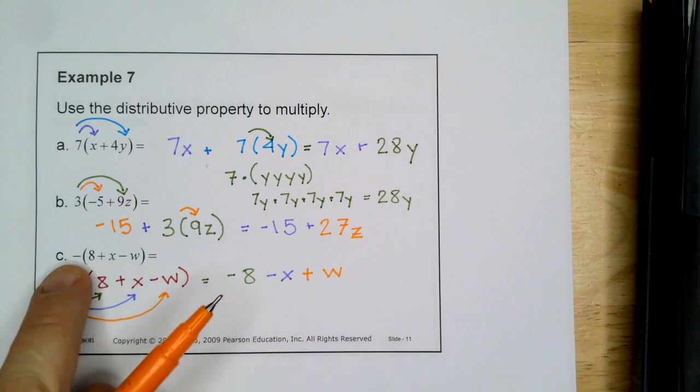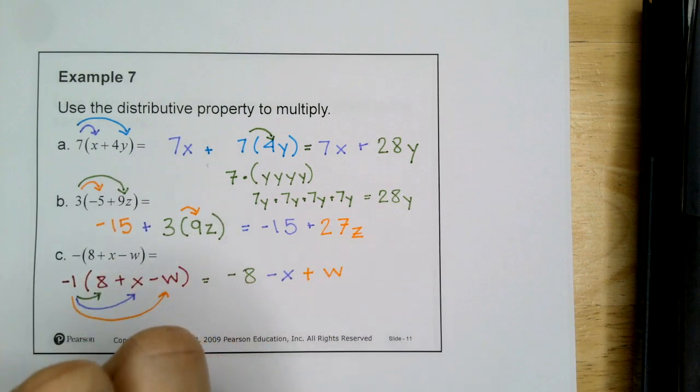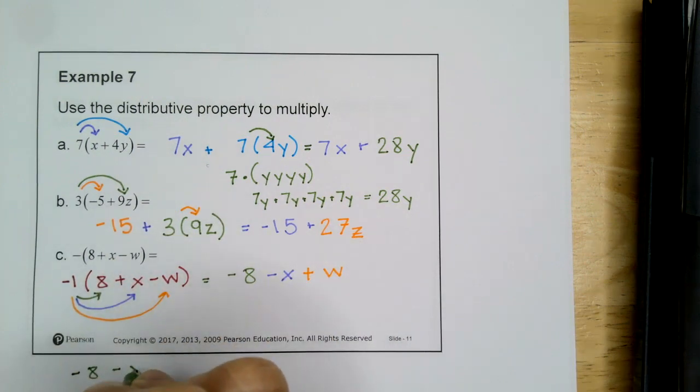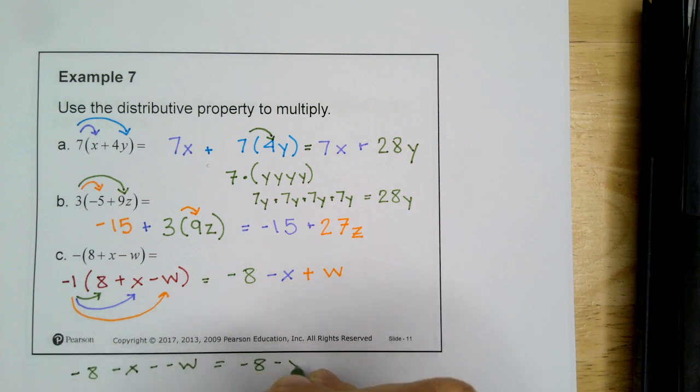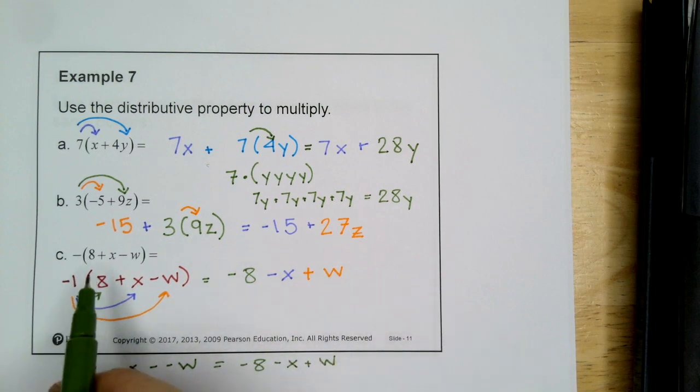So don't just think of, I mean, if you want to, you can also think of, I'm just going to put a minus sign. So now it's a -8 minus x minus negative w. -8 minus x plus w. That's a perfectly fine way to think about it. But I like to think about it as a -1. I'm going to multiply -1 times 8, -1 times x, and -1 times a negative w.